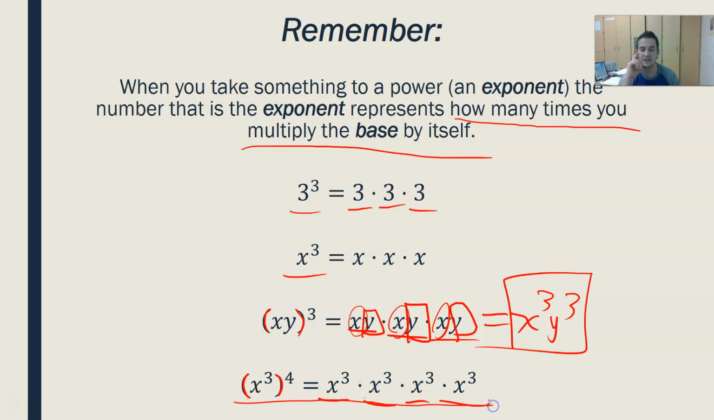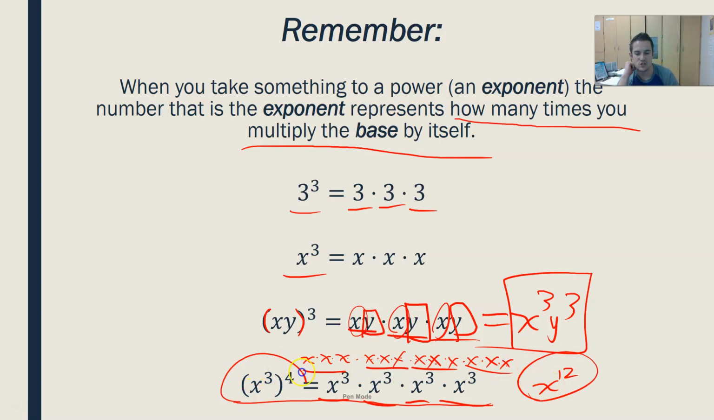Notice here, x to the third to the fourth power, I have x to the third times x to the third times x to the third times x to the third, which really I could write as x times x times x, times x times x times x, times x times x times x, times x times x times x. 3 x's times 3 x's times 3 x's times 3 x's, which is 1, 2, 3, 4, 5, 6, 7, 8, 9, 10, 11, 12. I could write that as x to the 12th power.